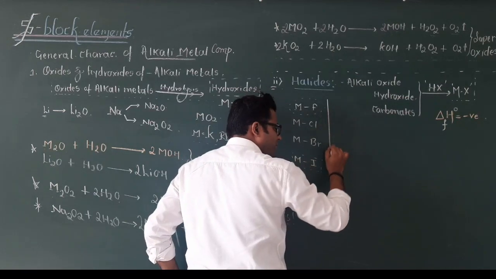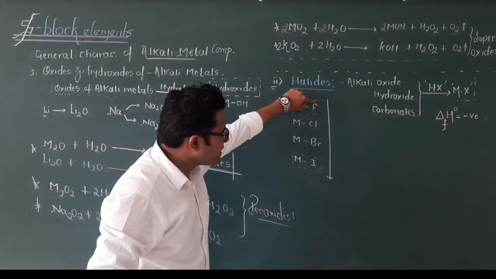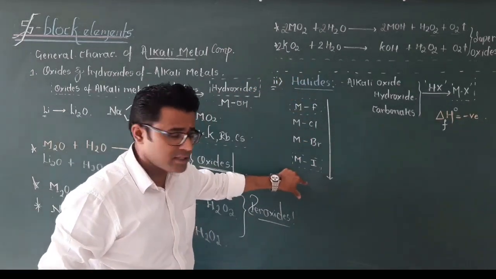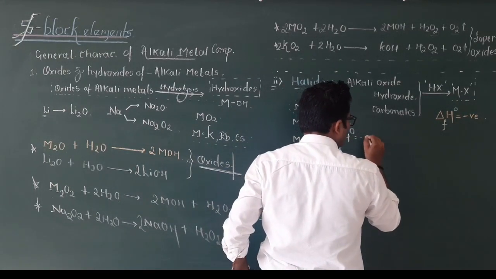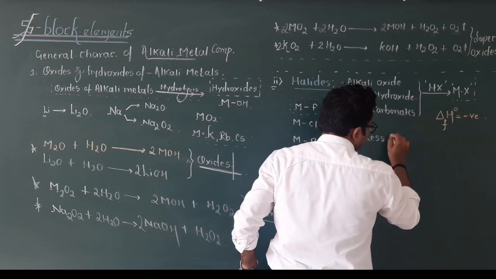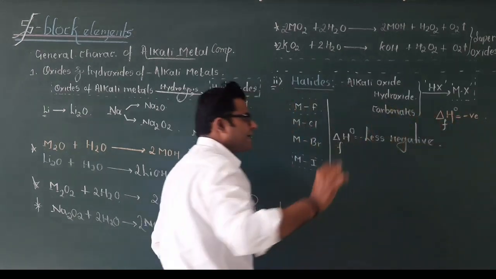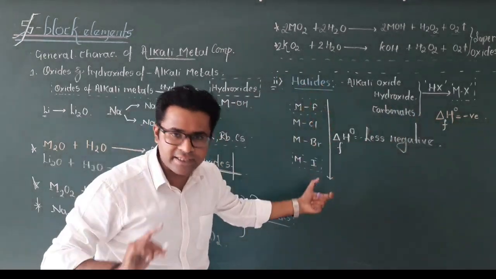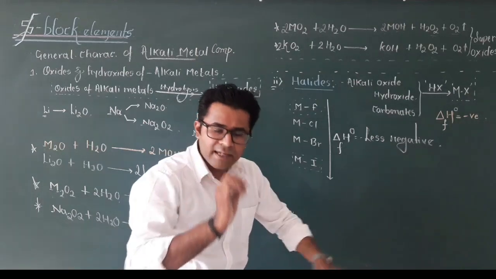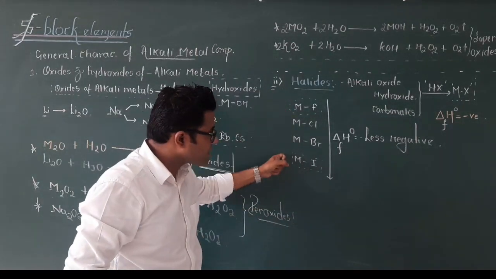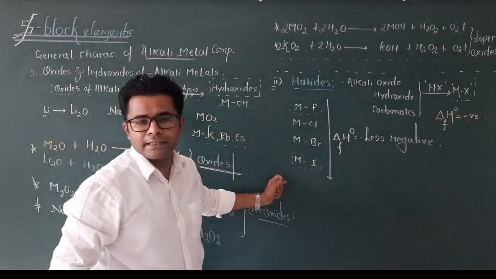In short, what we have to remember is, as we travel down the group for a given metal connected to different halogens, delta HF naught goes on becoming less negative. It goes on becoming less negative, in a sense the value goes on decreasing. The amount of energy that is liberated goes on decreasing. Same is the case when you change the metals also. There the energy goes on decreasing.